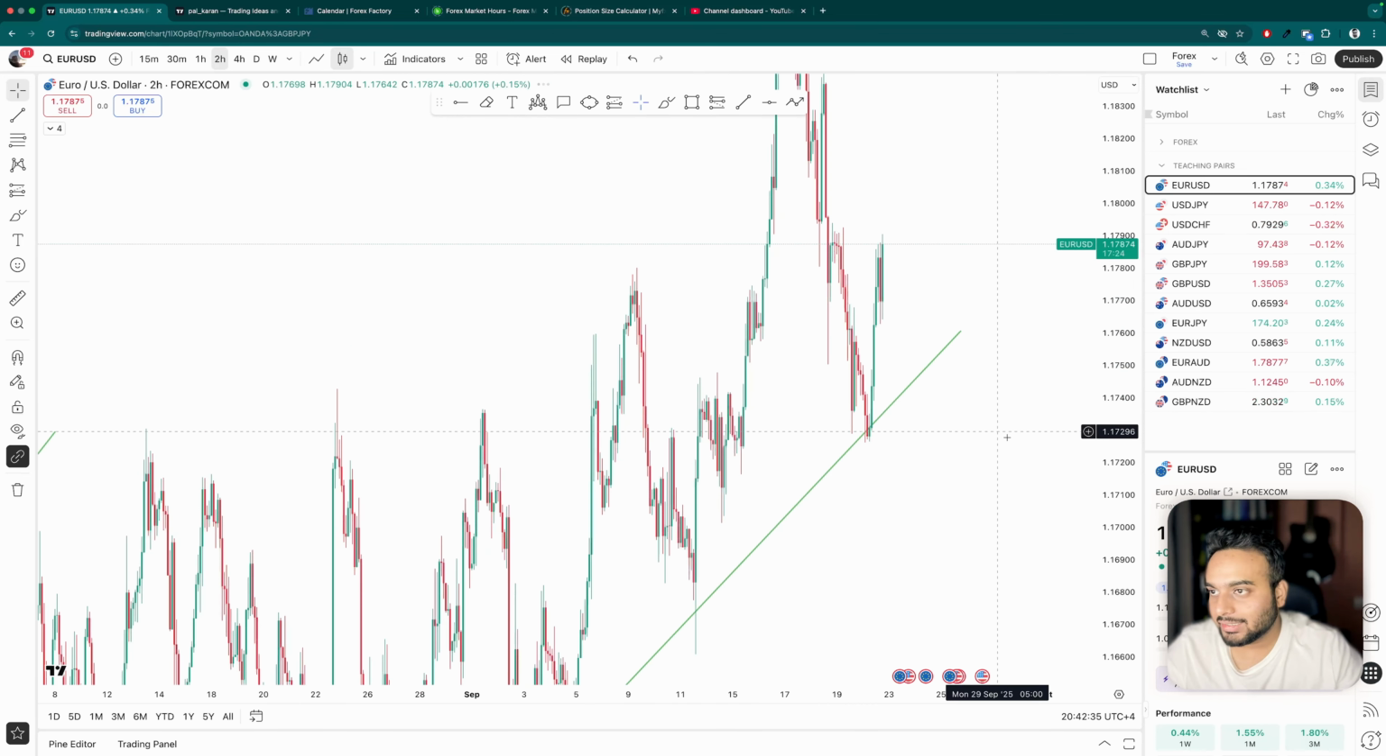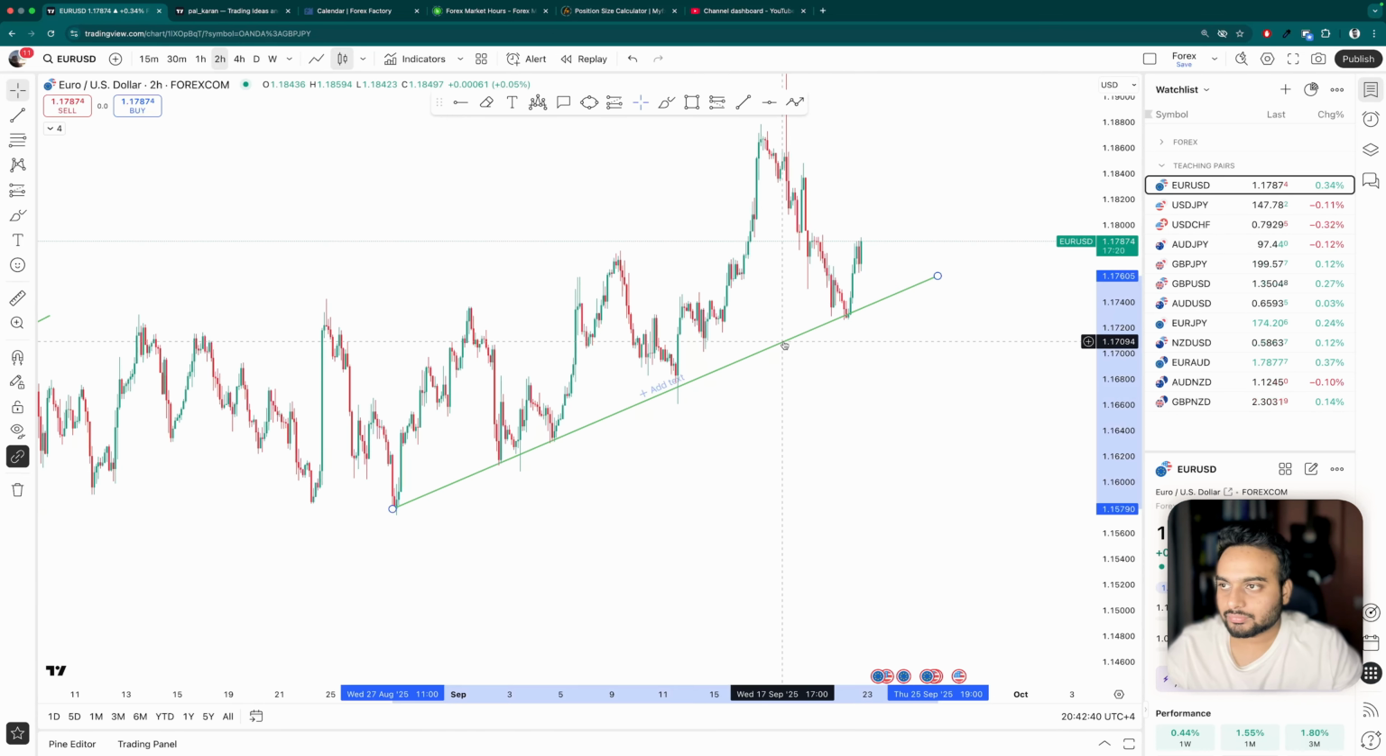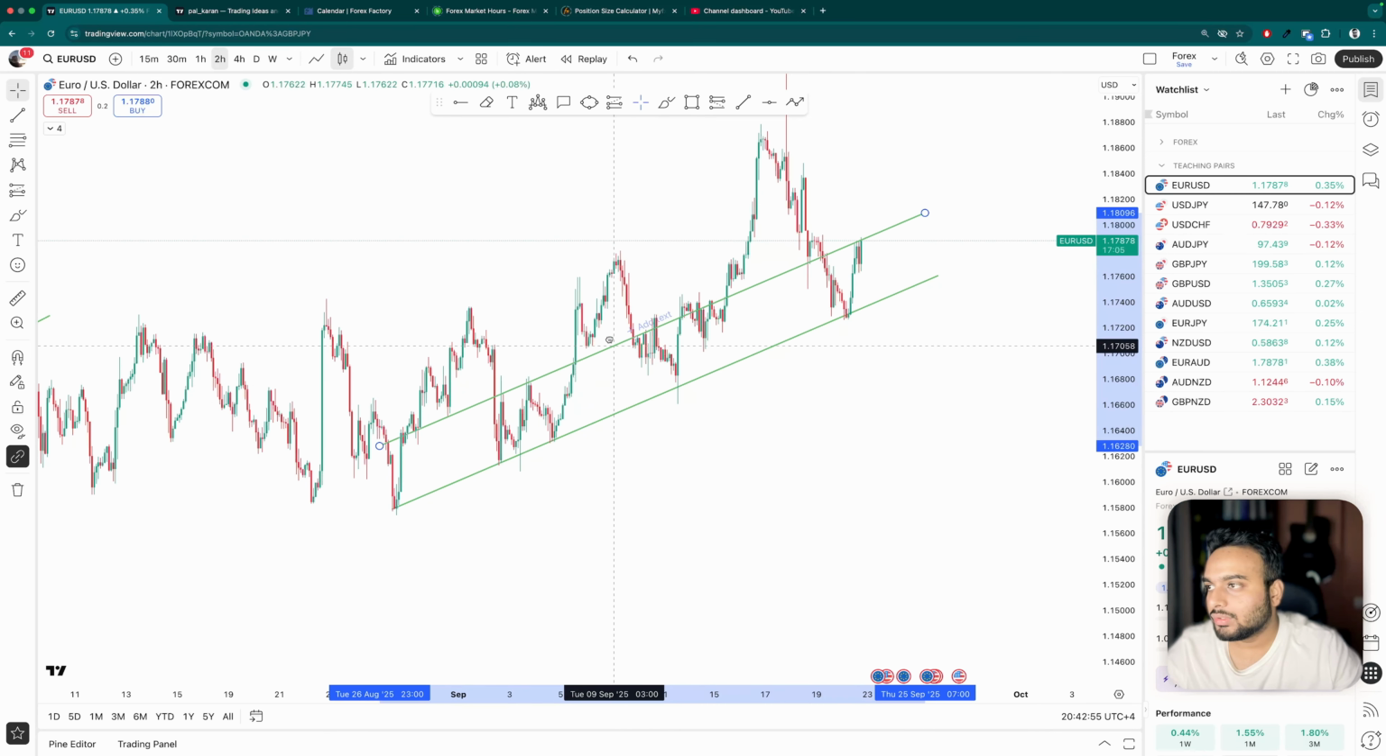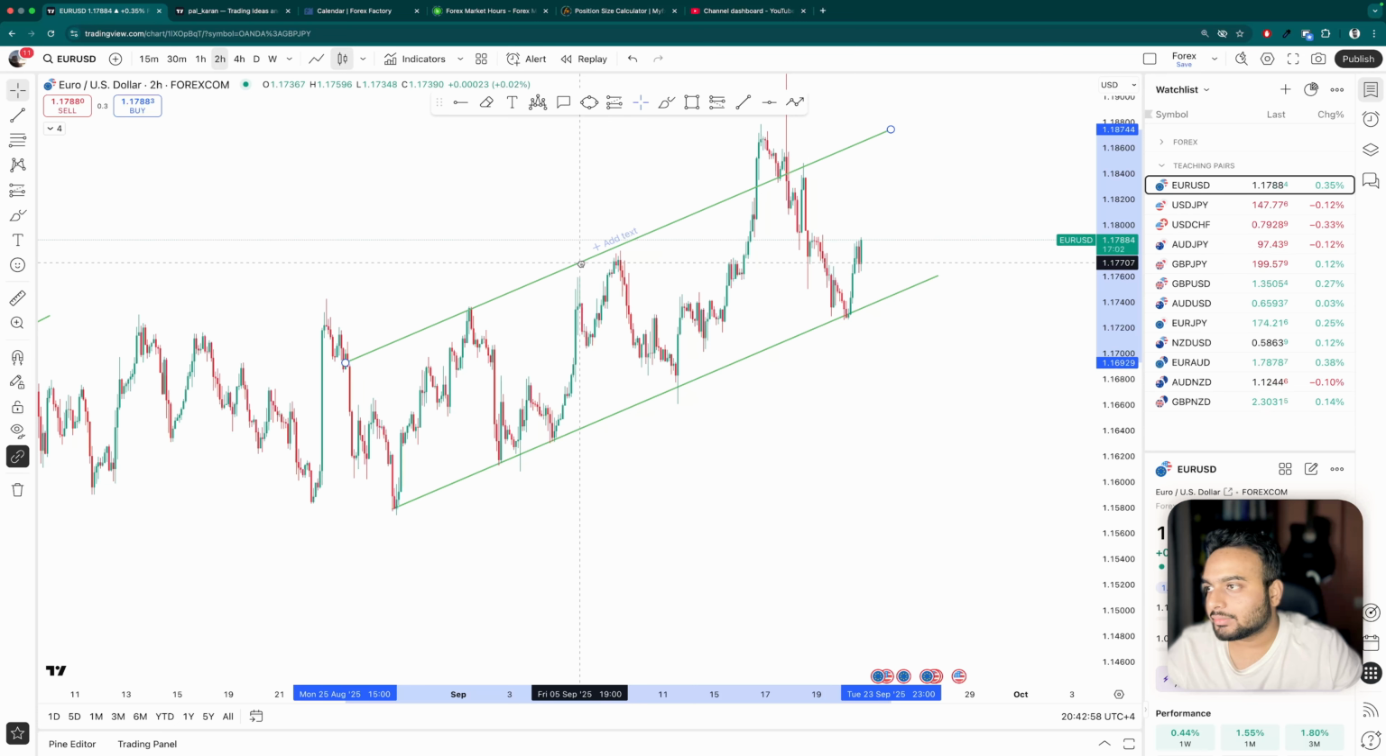So price did give multiple rejections on the trend line, and this is how you draw a trend line. How do you draw the upper line of a trend? So what you do is you just copy this and you paste it. Now you have to move the line right here. You can try to get as many touches as you can.